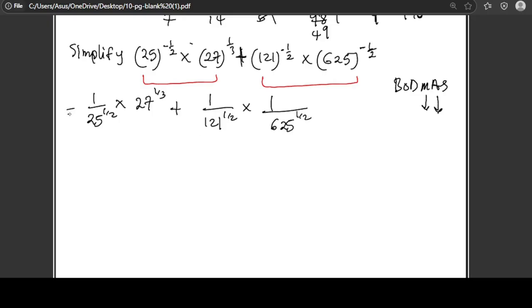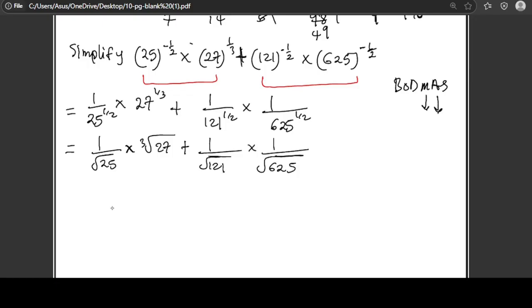Then those fractional powers now become roots: 1 over square root of 25 times cube root of 27, plus 1 over square root of 121 times 1 over square root of 625. This is now equals 1 over square root of 25, which is 5, times cube root of 27, which is 3, plus 1 over root 121, which is 11, times root 625, which is 25, over 25.